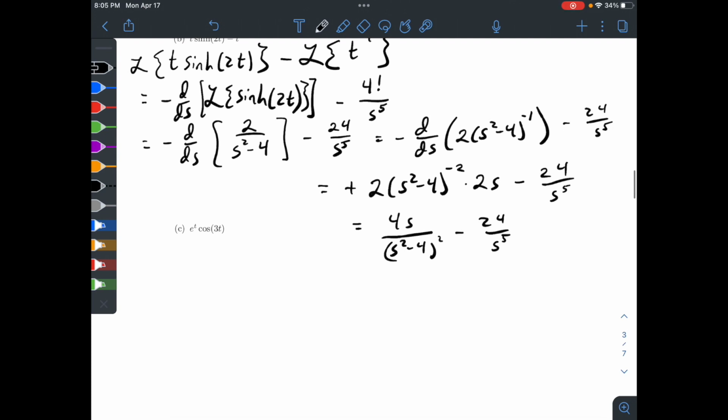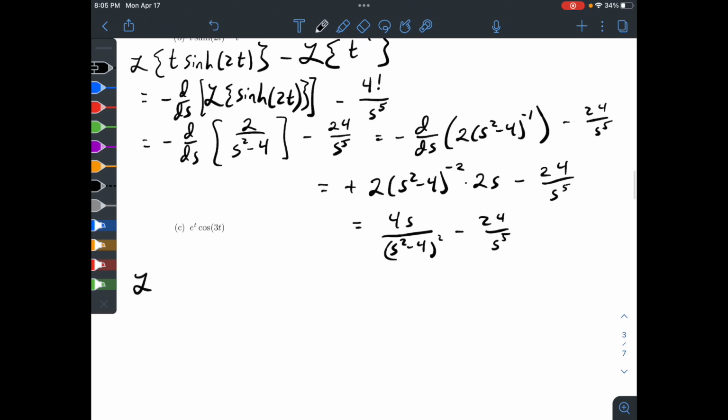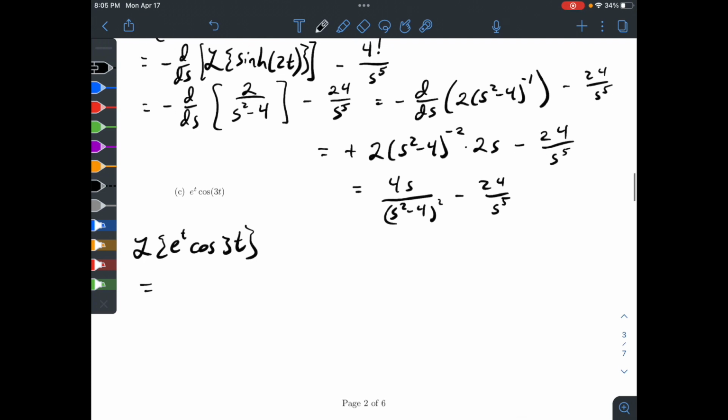Okay, e to the t times cosine of 3t. Laplace transform of this. So whenever we multiply by e to the t or e to the kt, anything like that, this is going to be a translation of whatever the Laplace transform of cosine of 3t is. But instead of just having a regular old s in there, it's going to be an s minus 1. So we're going to replace all of our s's with s minus 1s.